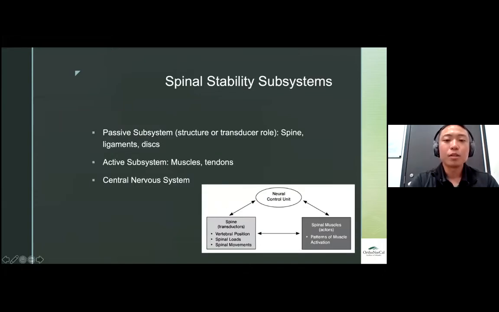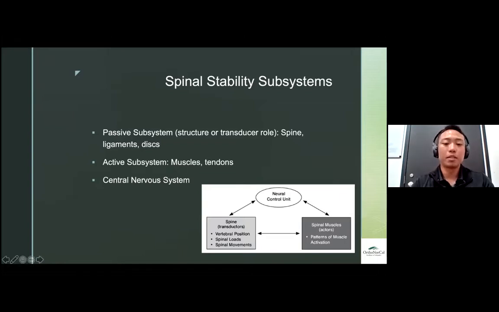All right, so spinal stability subsystems. Now, we just kind of reviewed really quickly some of the anatomy and get a better understanding of why that is efficient to understand kind of the whole picture. What we covered is basically the passive subsystems, the ligaments and the bones, and the active subsystems are the muscles and the tendons. What we have yet to really dive a little bit more, it's the central nervous system, and that's the control unit.